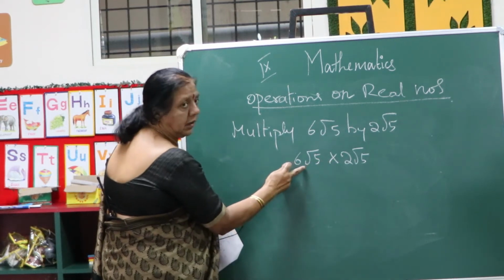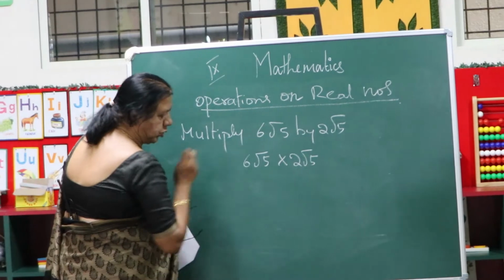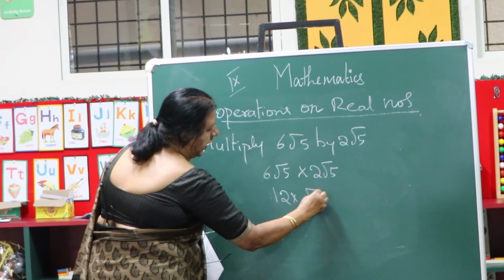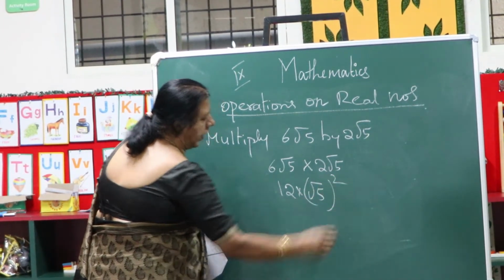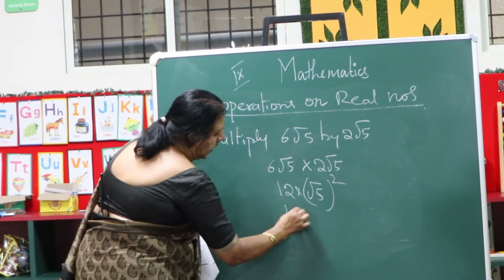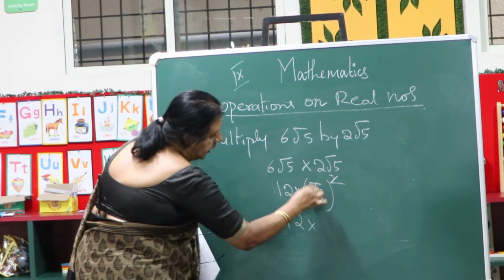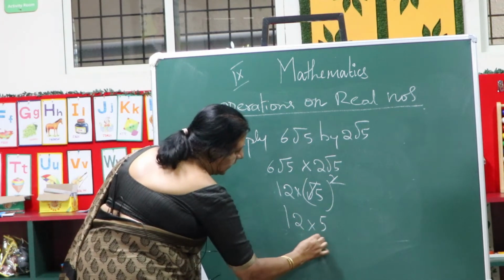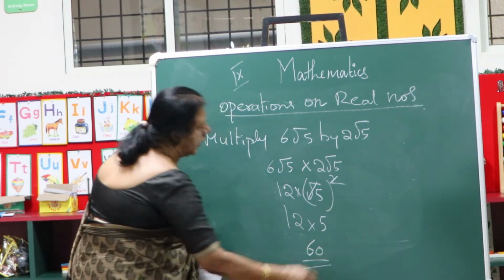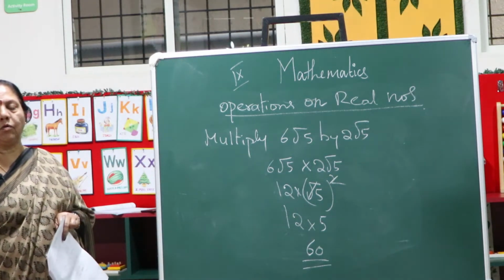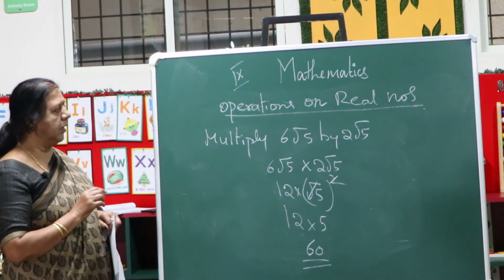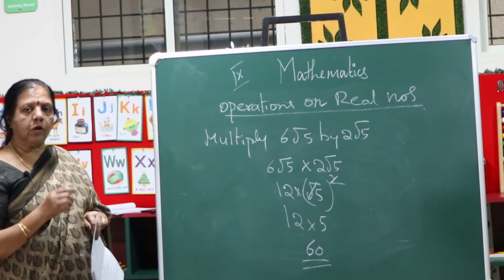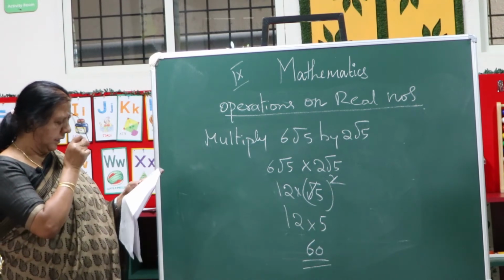So the order of the surd is 2. Here 6 into 2 is 12, into root 5 whole square. So the square and root cancel, so here it is 5. So that is 60. This is the way you have to multiply. Okay, children, this is the way of multiplying in operations on real numbers. Have you followed? Now let us pass on to another example.